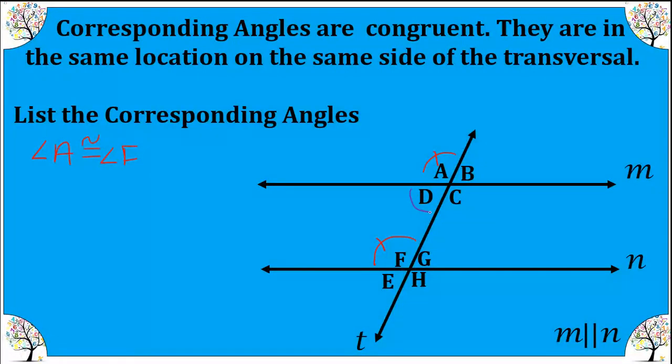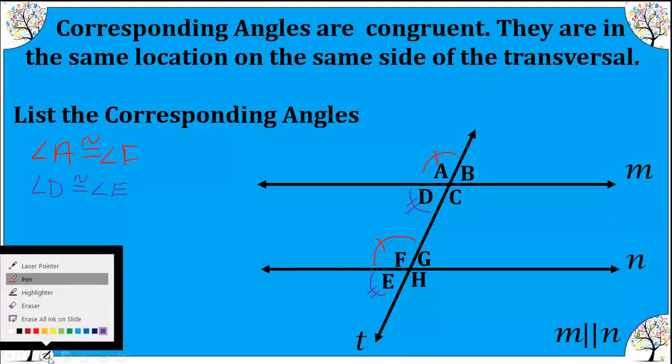Angle D and angle E are on the left side of the transversal and on the bottom of their parallel line. Therefore, they are congruent. Angle D is congruent to angle E. They have the same measurement.